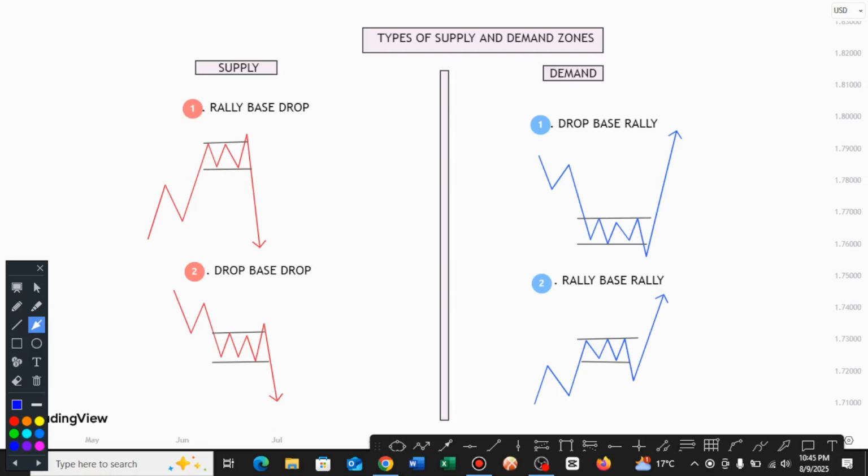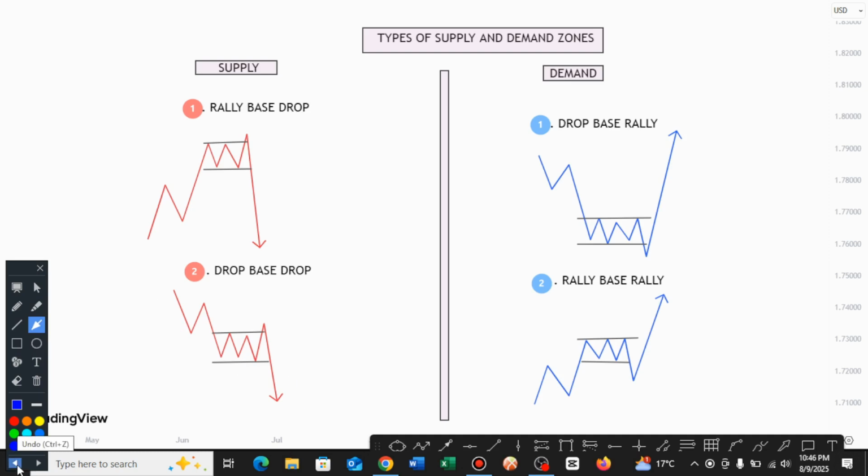Now, what are the variations of supply and demand zones? To start with supply, the first type is the rally-based drop. This is where the market rallies up, distributes and drops after gathering enough momentum. The second type is the drop-based drop. In this variation, price drops, consolidates to gather momentum and drops again.